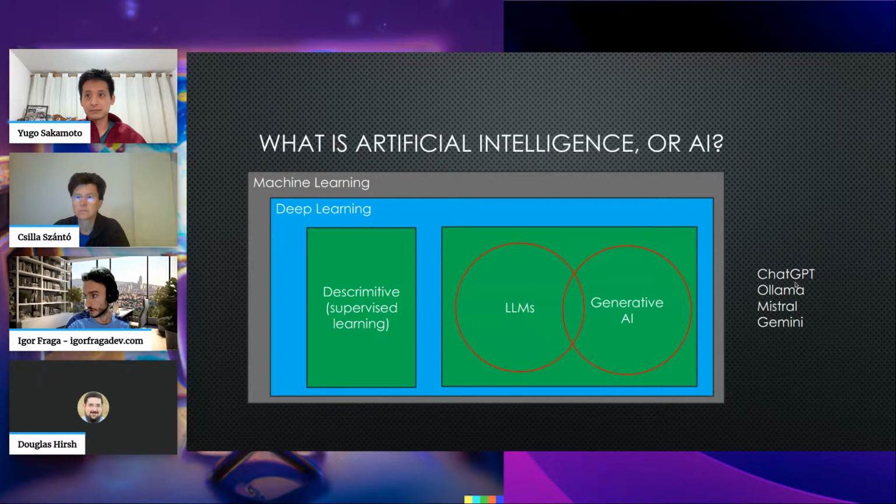The most common and famous one, I would say, is ChatGPT. Everyone knows it, but we have a whole bunch of them. Ollama is a local one. Mistral, you can run that. Ollama and Mistral run locally, and Gemini is the artificial intelligence from Google.